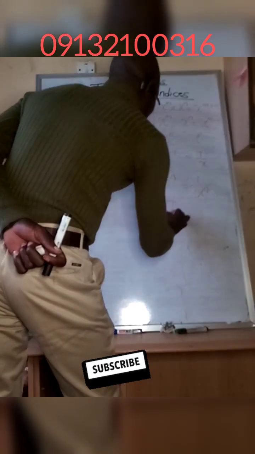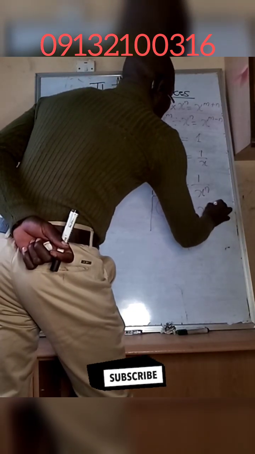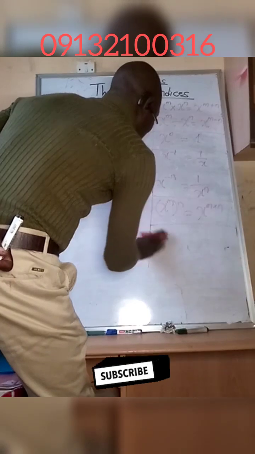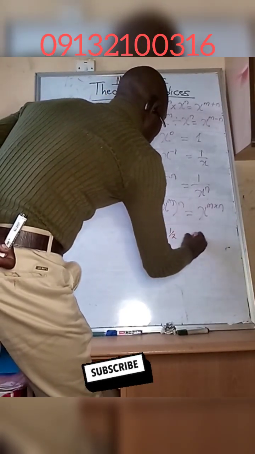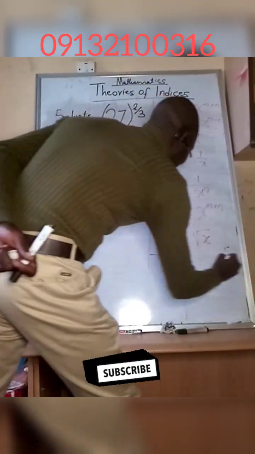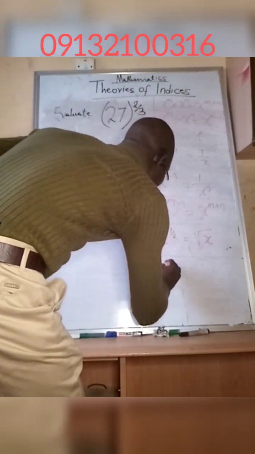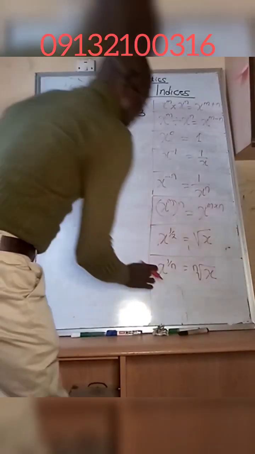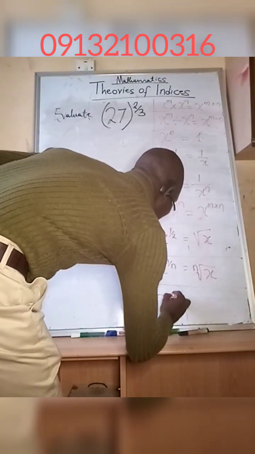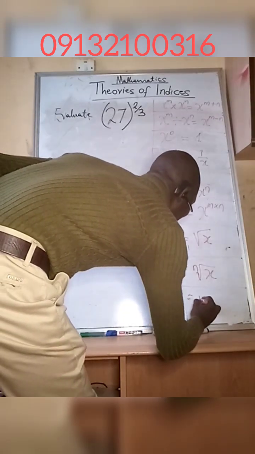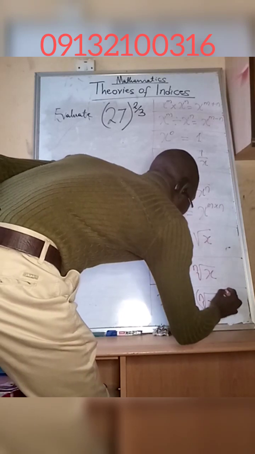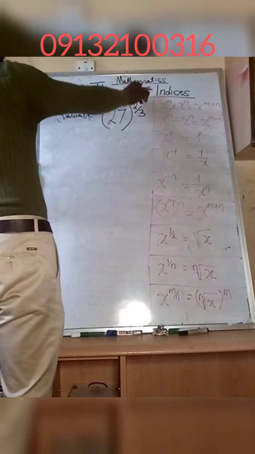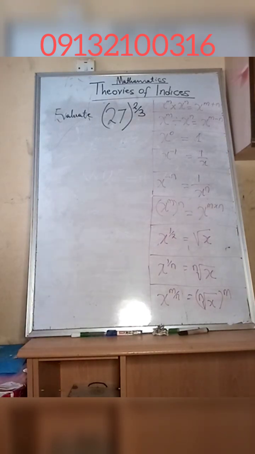x raised to power m into n is equal to x raised to power m times n. x raised to power 1 over 2 equals the square root of x. And the general one, x raised to power 1 over n is equal to the nth root of x. The last but not the least, x raised to power m over n is equal to the nth root of x, then everything raised to power m. And that's what I did with this one. So this is as good as the cube root of 27 then raised to power 2. So these are all the laws of indices.